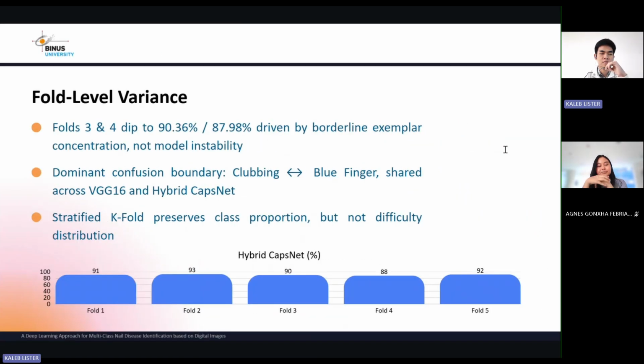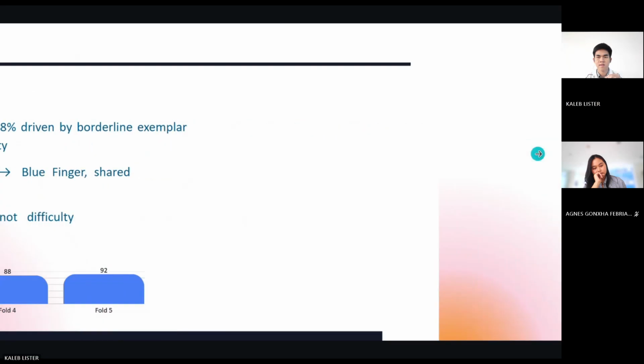However, we also found some variance in fold 3 and fold 4, where the accuracy dropped to around 90 and 88%. This was not caused by model instability, it was caused by ambiguous samples, specifically between the clubbing and Blue finger classes. And interestingly, this same issue was also experienced by VGG16.